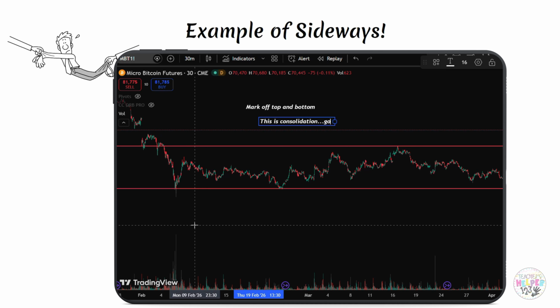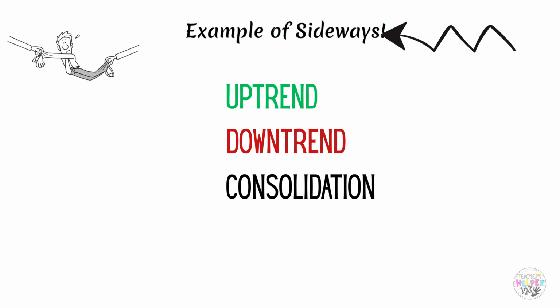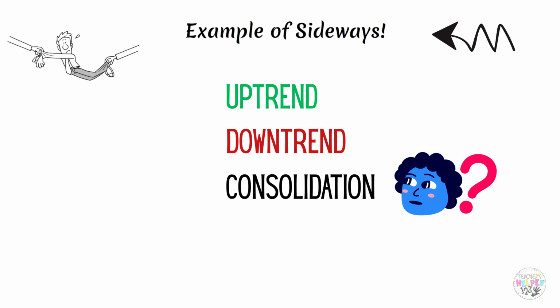So the three chart forms, just to reiterate, are uptrend, downtrend, and consolidation. Consolidation, remember, is when the market is trying to decide what to do next.